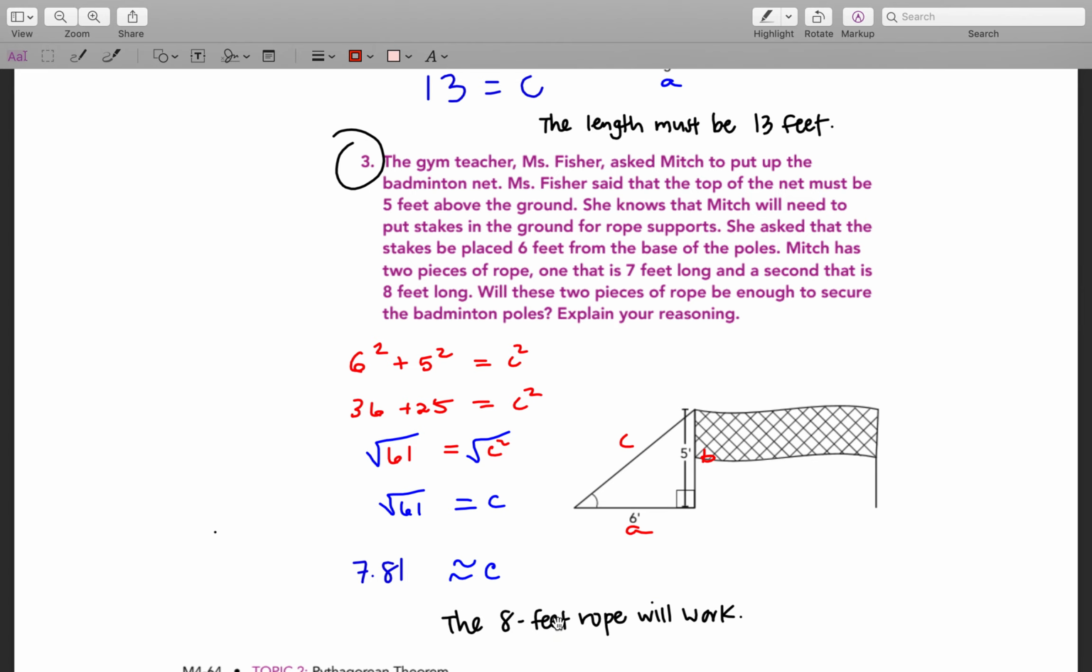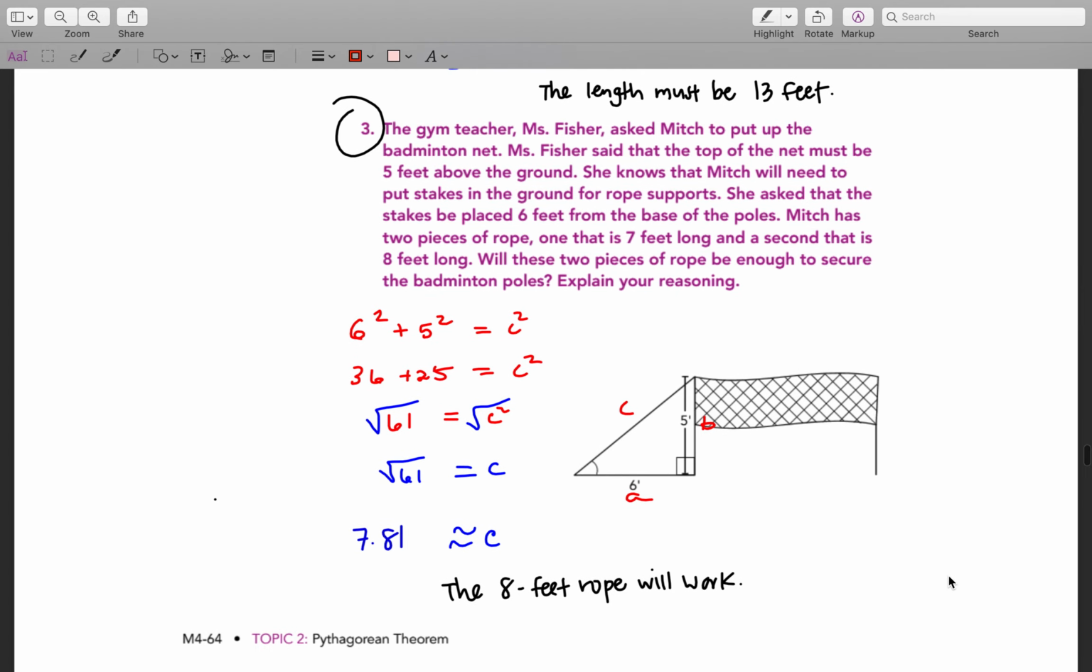Okay, so the 8 feet rope will work instead of the 7 feet. If you use the 7 feet, it's going to be too short. Okay, so the 8 feet rope will work for this.